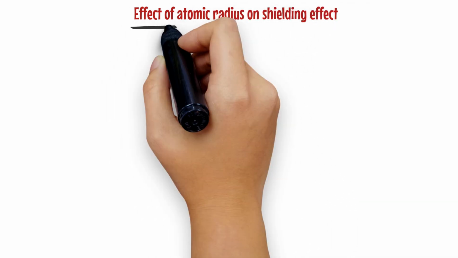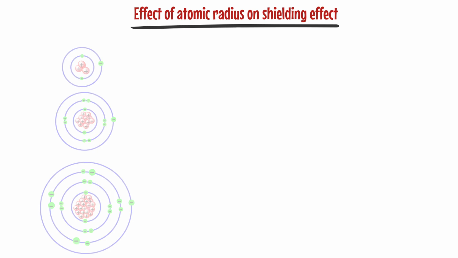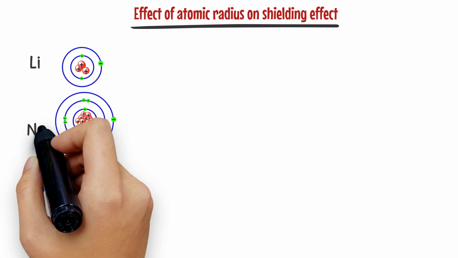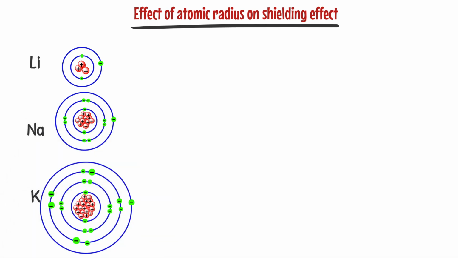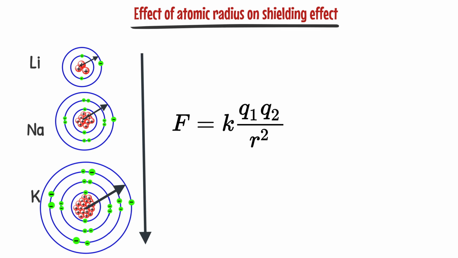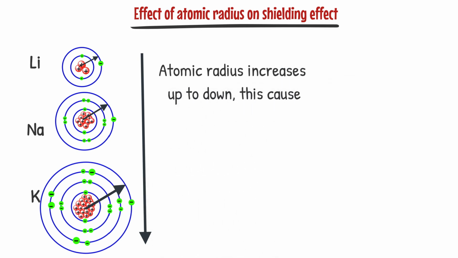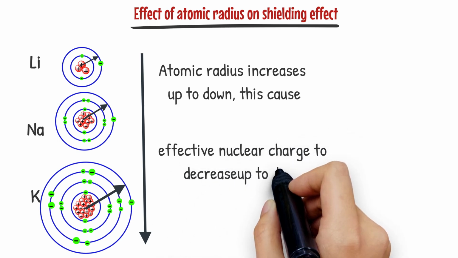Effect of atomic radius on effective nuclear charge. Consider these elements from group 1, from lithium to potassium. Up to down in the same group, the distance between the nucleus and the outermost energy level increases. According to Coulomb's law, when the distance between two charges increases, the force of attraction decreases with the square of the distance. The distance between the nucleus and the outermost energy level increases up to down. This causes effective nuclear charge to decrease up to down.